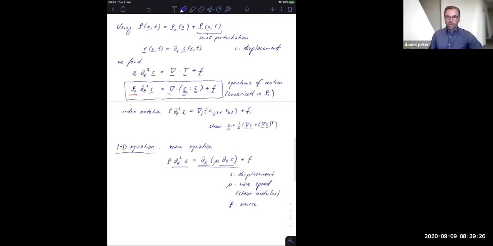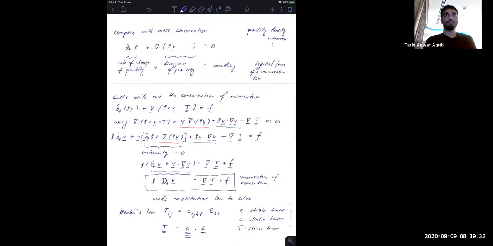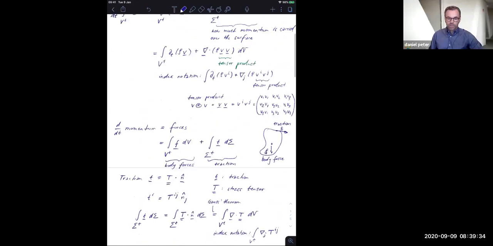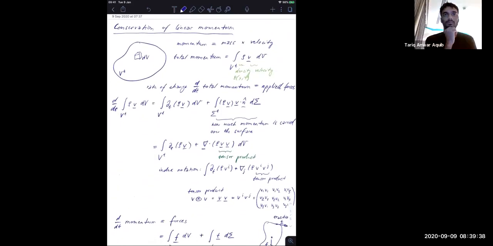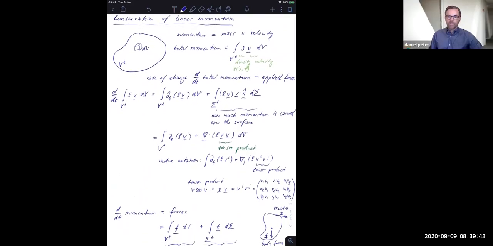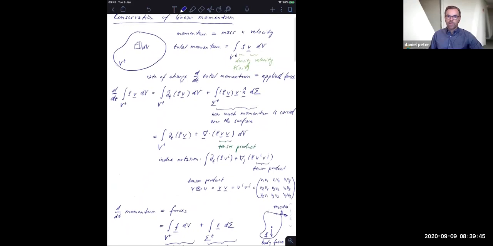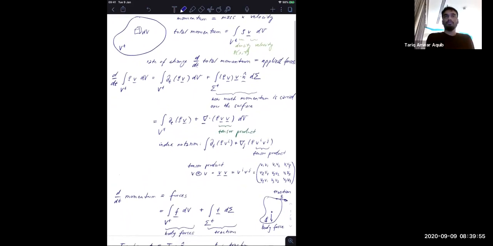So is it clear so far how we came to that wave equation? Yes. So we looked at the conservation of linear momentum. The rate of change of total momentum is equal to the applied forces. If you want, think of Newton's law, where mass times acceleration equals the total forces.